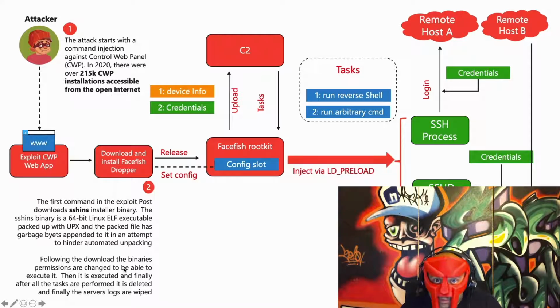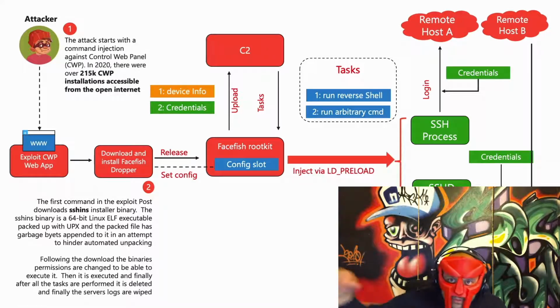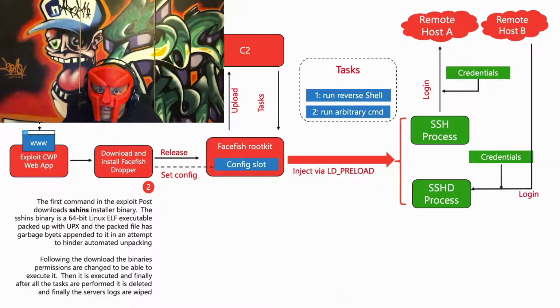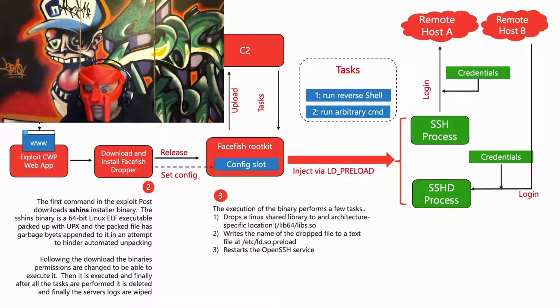Then it's executed. We'll go through the different steps of the execution in a second, but I just want to make sure we understand that first they download it, then they execute it to do the infection and install the rootkit, and once it's executed, they delete it. And not only do they delete it, but they wipe the logs, so you can't see what happened. The logs are gone. You can't see that these commands were run. So, the execution of the binary.